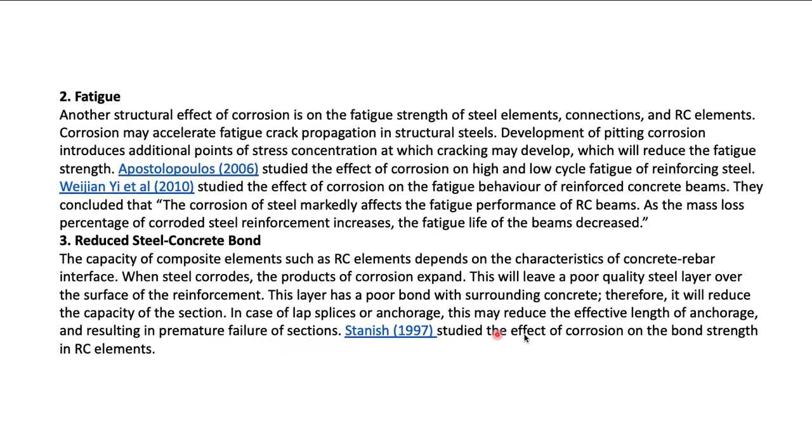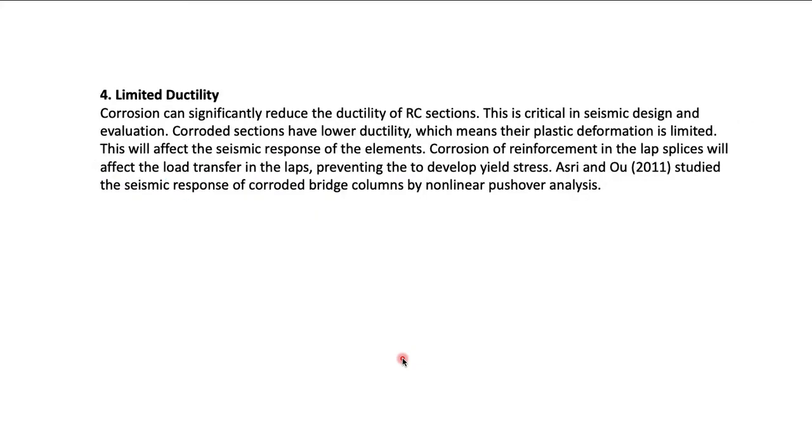And the study of the effect of corrosion on the bond strength in RC elements is in the year of 1997. And limited ductility. The fourth point is the last one. Corrosion can significantly reduce the ductility of RC sections also. This is critical in seismic design and evaluation. And corroded sections have lower ductility, which means that plastic deformation is limited.